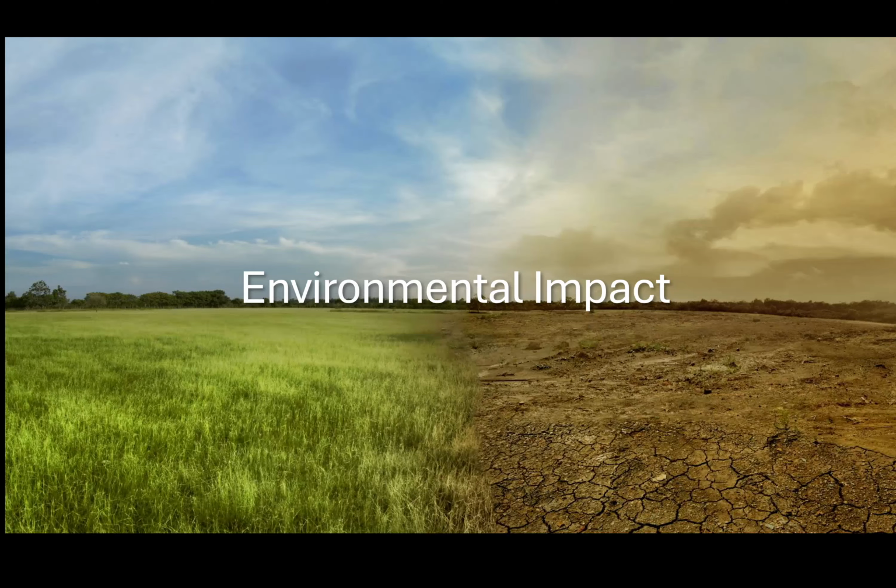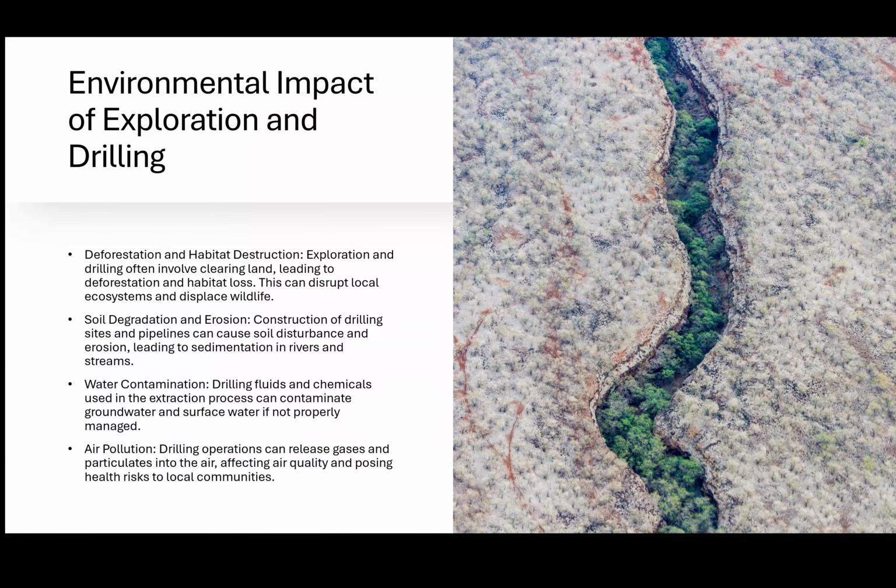Environmental impacts now. We should know the environmental impacts of the crude oil industry. So, deforestation and habitat destruction. We're going to be clearing land to drill, so we know that will disrupt local ecosystems and displace wildlife. Soil degradation, erosion. All of this that we spoke about, it's the same thing for the aluminum industry. The impact on the environment is usually or largely the same, so the same thing is going to be happening here.